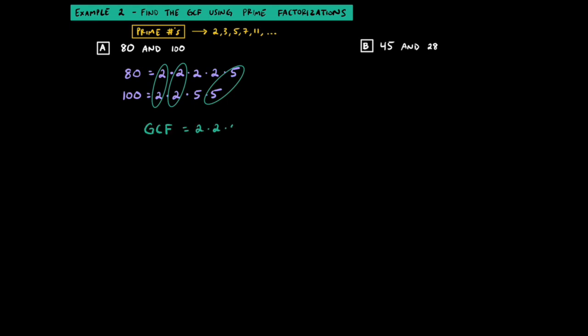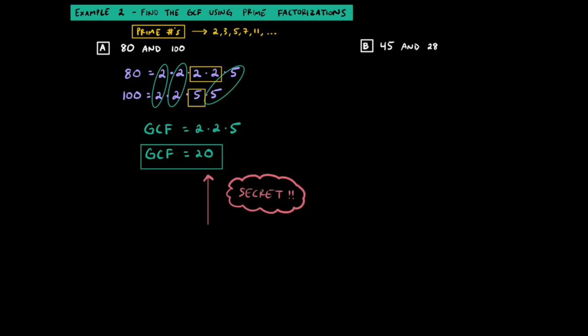If you multiply the common prime numbers together, you're going to get the GCF. The greatest common factor for 80 and 100 is 20. While not all the common factors are listed here, we know the greatest common factor right away. If you're wondering how many times 20 goes into 80, we know it goes in 4 times because of these leftover primes here. 2 times 2 is 4. Similarly, 20 goes into 100 5 times.